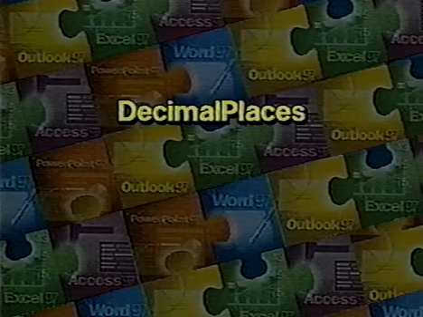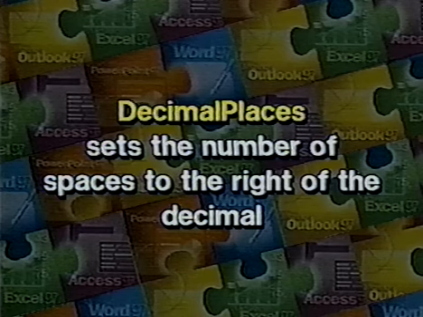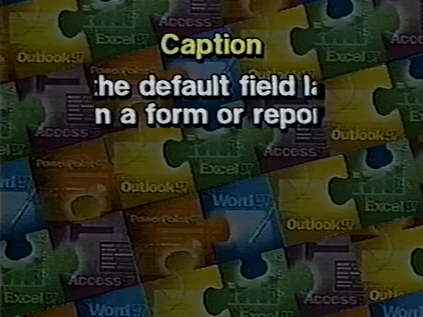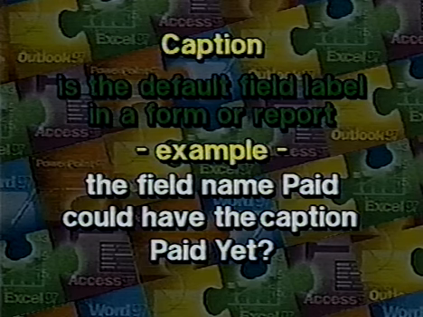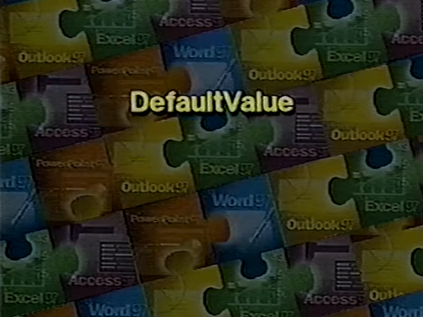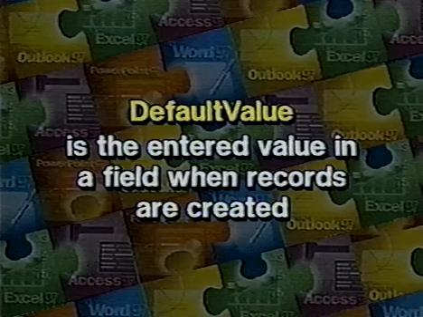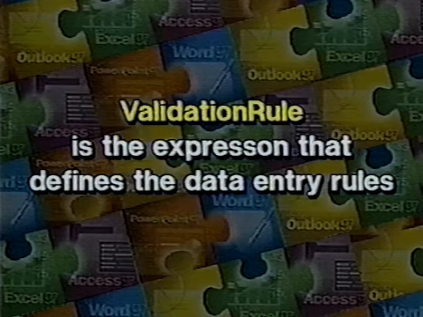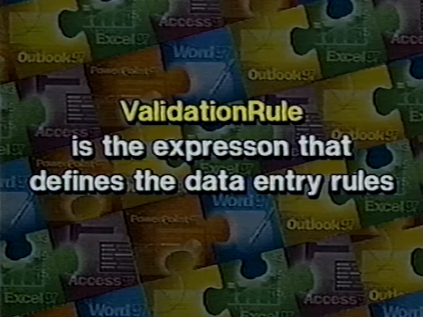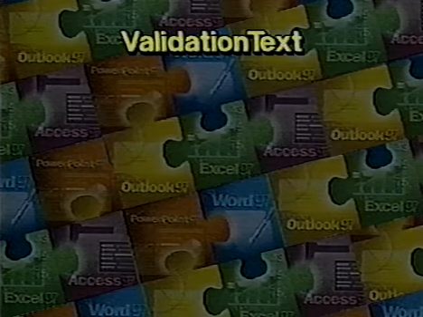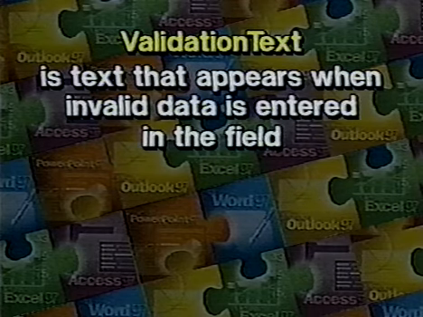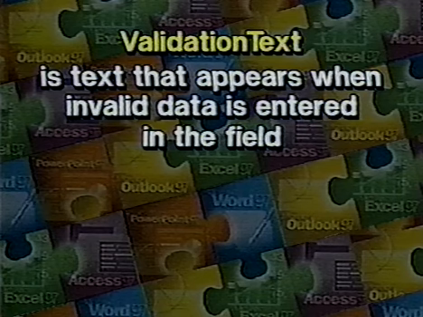Decimal places sets the number of places to the right of the decimal. Caption is the default field label in a form or report. For example, the field name Paid could have had the caption Paid Yet? Default value is a value entered in a field when records are created. Validation rule is an expression that defines the data entry rules. Validation text is the text that appears when invalid data is entered in the field.